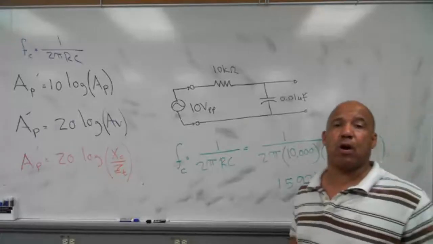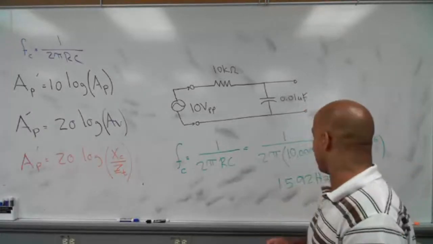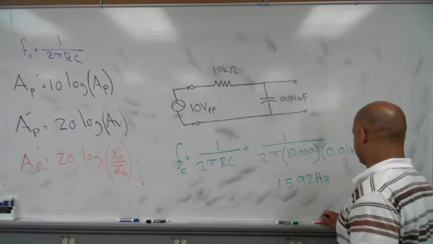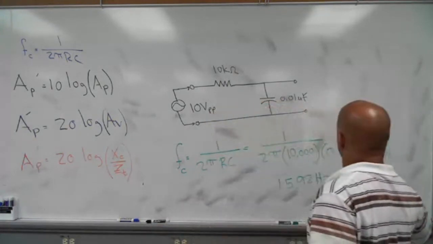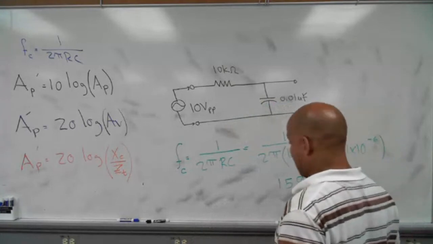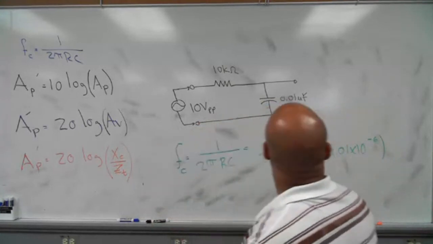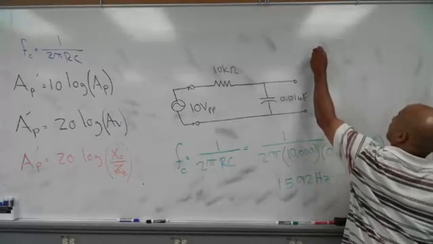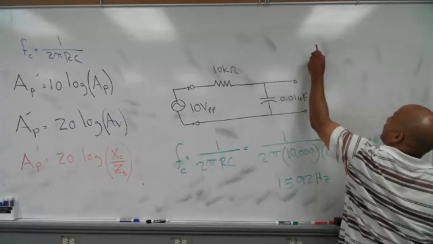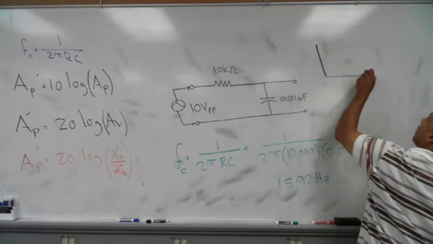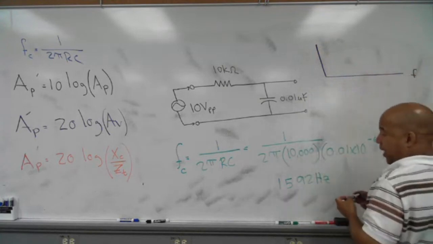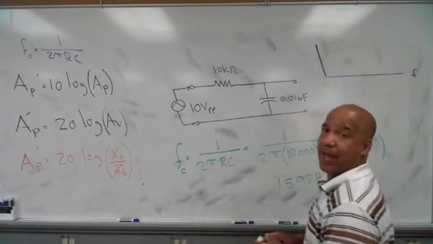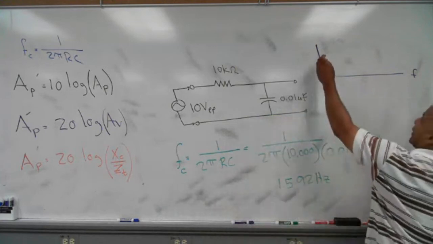All right, so now I want you to work off the graph. Okay, so work off the graph. So let me see here. Where's my purple? Right here. So let's make a graph. And what I know so far about the graph is it's a low pass filter, so I know the response looks like this.